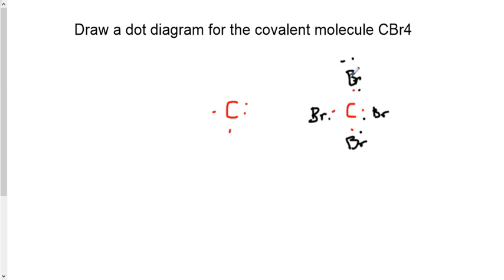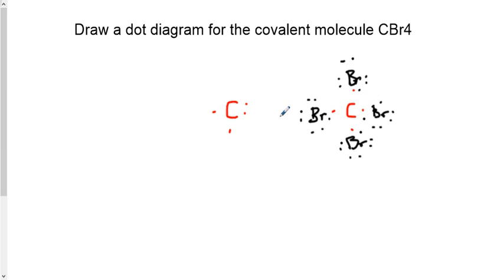And we'll just draw dots around it like this to complete the dots that bromine would have. There are 7 dots for each of the bromines. I've used red to represent the electrons from the carbon and black to represent the electrons from bromine.